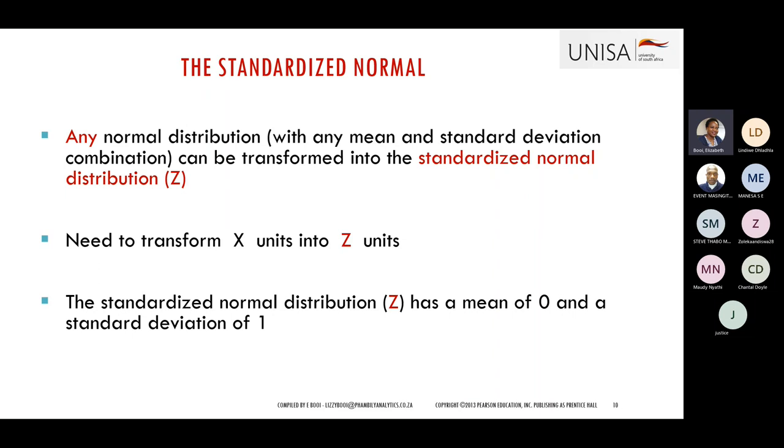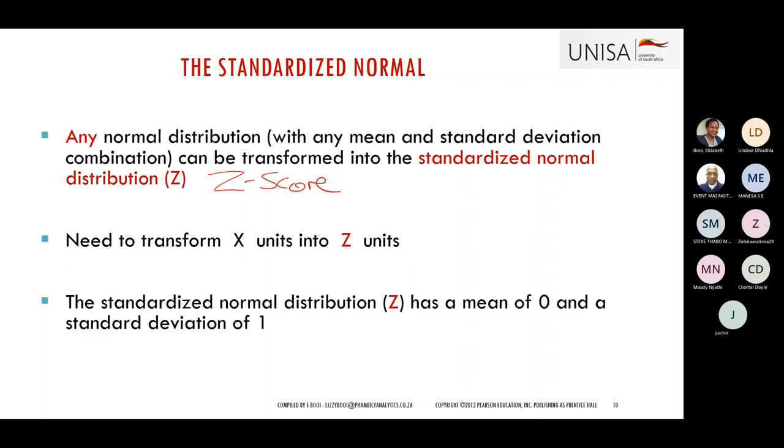To do that, we use a Z-score, or the Z-standardized normal distribution. In some cases they call it the Z-score, and in other cases we call it the standardized normal distribution. You might see them used interchangeably. For our purposes, we're just going to call it the Z-score, right?